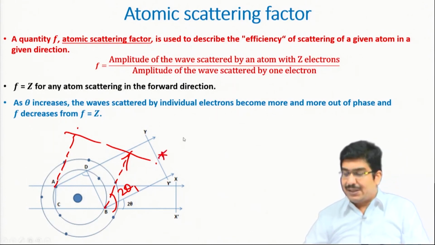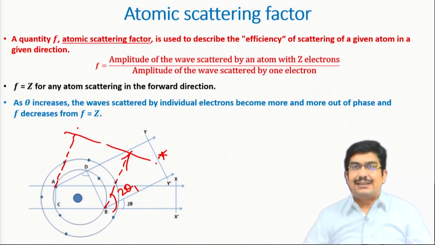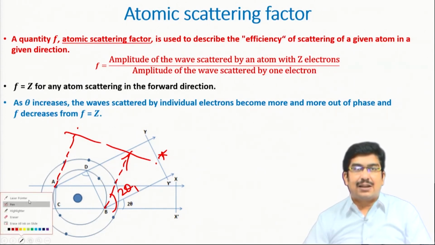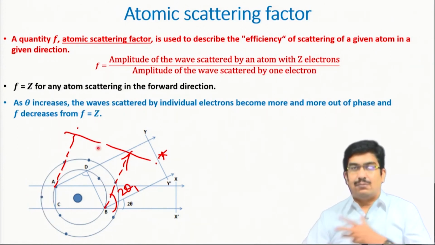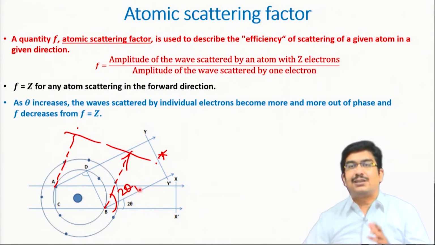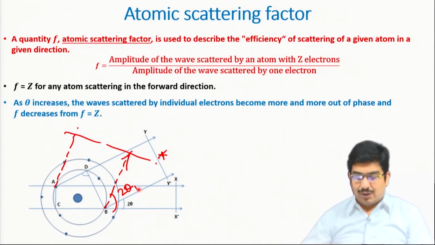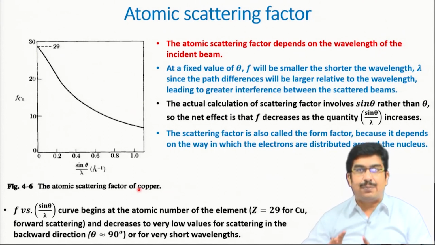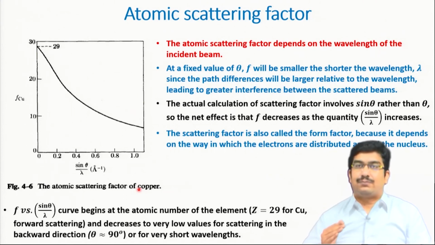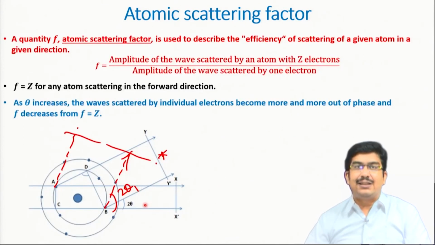So, that means the atomic scattering factor will decrease as theta increases from the forward direction. The atomic scattering factor will decrease from F equals Z, that is the forward direction. So, if we move to any other direction from the forward direction, the atomic scattering factor F will continuously decrease from the value F equals Z. So, the first thing the atomic scattering factor depends on is the angle that the scattered beam makes with the incident beam, and you can prove this geometrically as well.